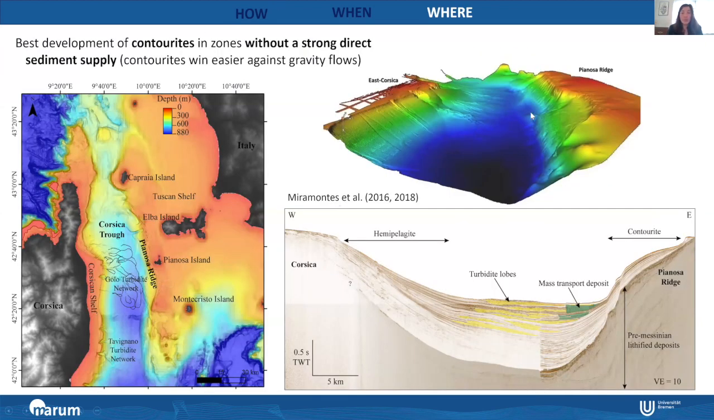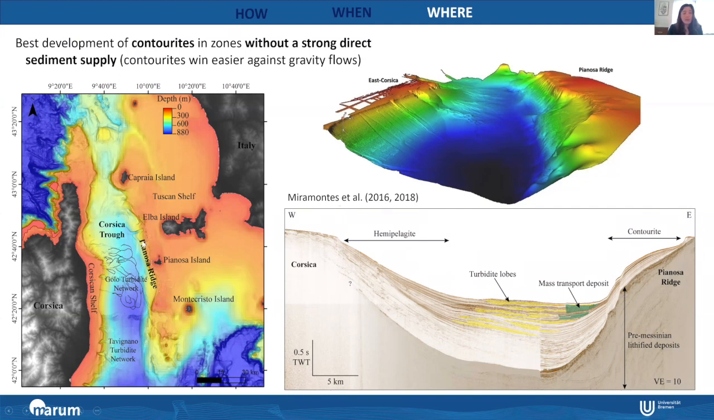And to visualize that a bit more in detail, there is a very good case in the Tyrrhenian Sea to see this separation between turbidite systems and contourite systems and how they can grow together but separate at the same time. So in this area, there is a larger turbidite system that's going to this confined basin from Corsica, the Golo turbidite network. And then on the other side, there is a whole contourite system.